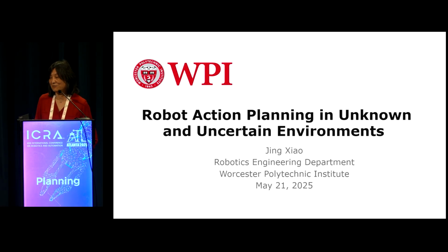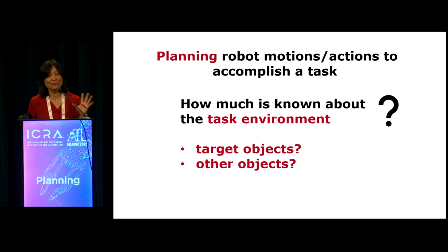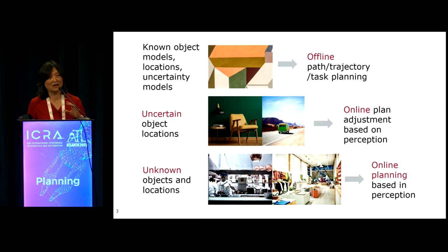So I'd like to talk about robot action planning in unknown and uncertain environments. In some ways, we can classify planning approaches in terms of how much needs to be known about the task environments. If object models are known, locations are known, uncertainty models are known, then we can do offline planning, right? We can take our time to plan a good motion path, for example, for a robot to execute.